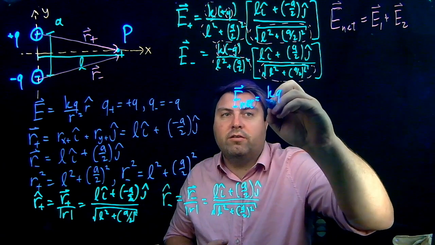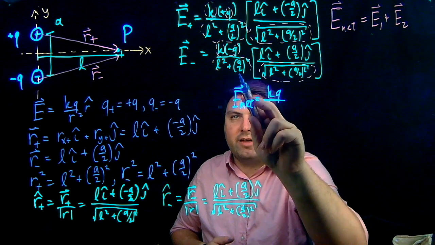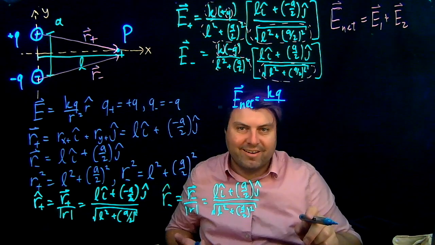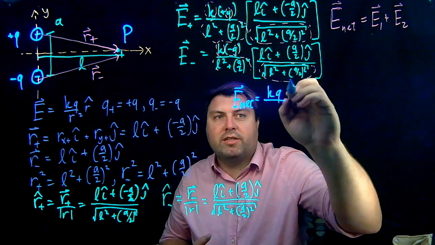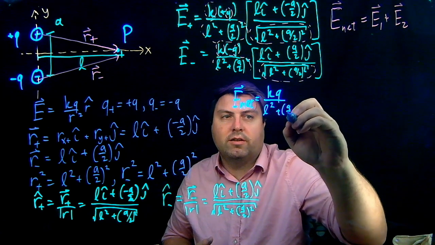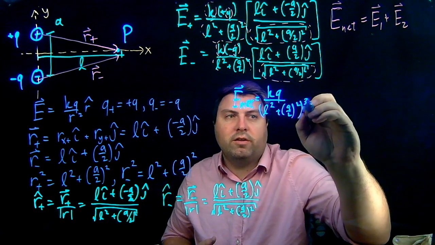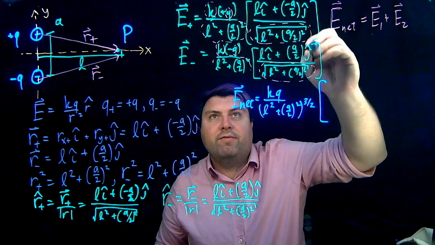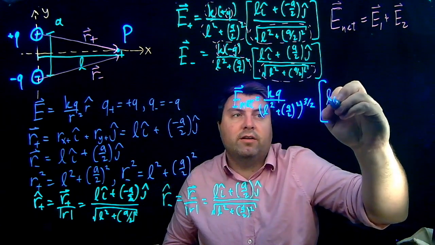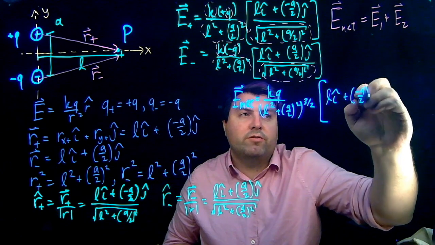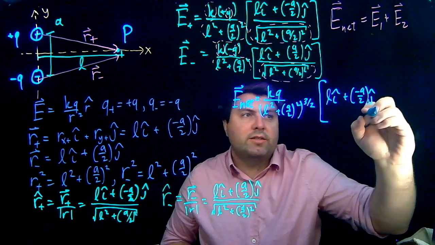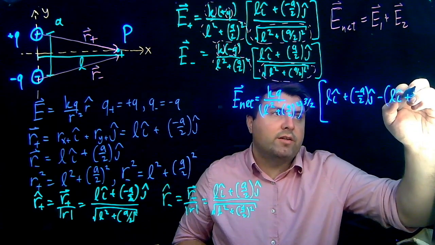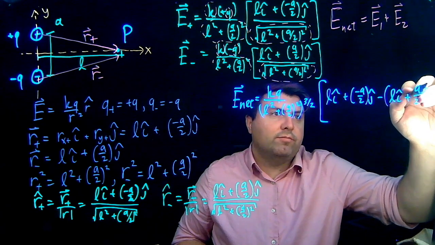So I have k q over, and then the last thing I can do is notice that L squared plus A over 2 squared and the square root of L squared plus A over 2 squared are the same thing. So it would be times 1 times 1 half, and I'd get L squared plus A over 2 squared to the 3 halves. Okay, what do I have left? What I have left is plus times L I hat plus negative A over 2 J hat, and then minus, so all of that times L I hat plus positive A over 2 J hat.